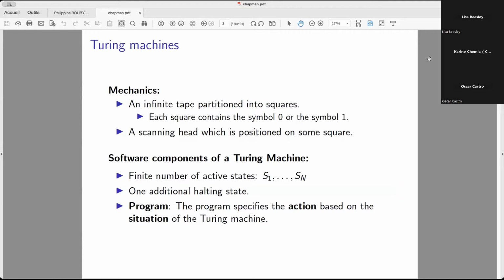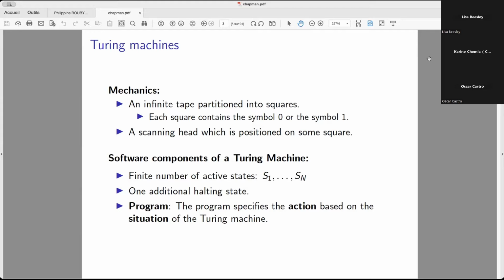Okay, Turing machine. So this is an idealized, simplistic computer. The mechanics: you have an infinite tape partitioned into squares. Each square contains the symbol 0 or 1. There's a scanning head, which is positioned on some square. There are the software components of the Turing machine.